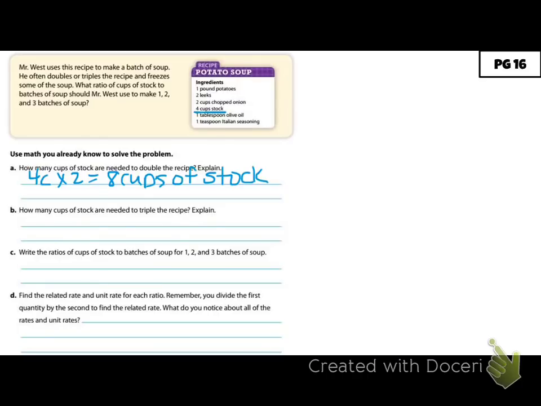Okay, so we would just explain that. We would say you multiply the cups needed by 2 to double.